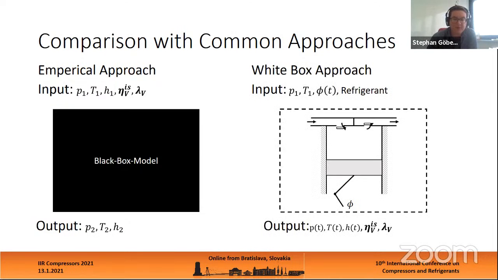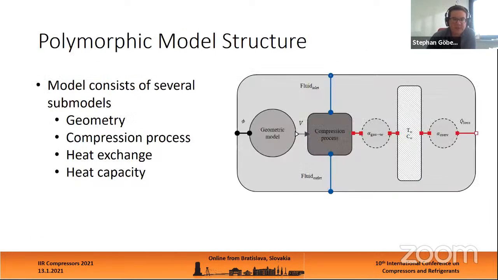With our white box approach now, we only need the thermodynamic state at the inlet, of course, and the type of fluid. And then the model only gets the crankshaft movement of the compressor, and then the model is able to calculate not only the thermodynamic state at the outlet, it calculates the thermodynamic state of the fluid during the whole compression process. And of course, then you can also calculate efficiencies like the isentropic and volumetric ones. So let's have a look how it works in detail.